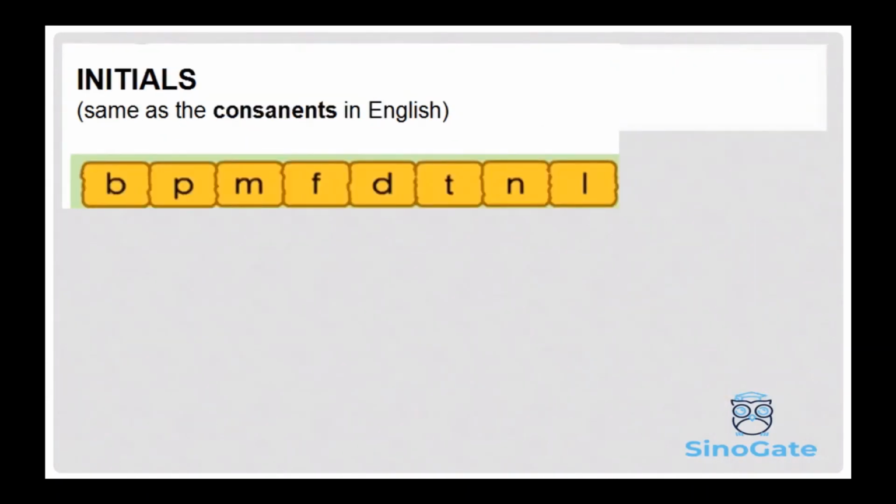The initials, we have these 8 initials. First one, bo, po, mo, fo. Second group here, de, te, ne, le. It's easy, right?